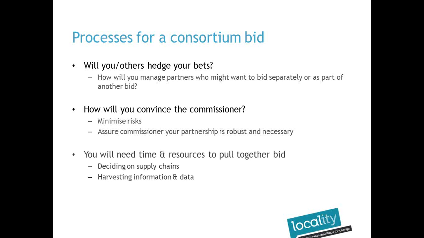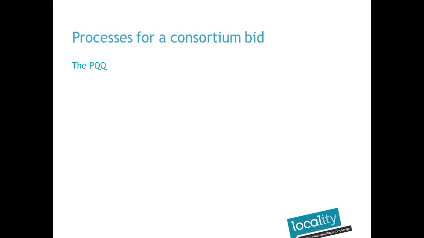Again, you'll need time and resources to put the consortium together, but you'll need it to pull the bid together as well. And you'll need to think how you decide on those supply chains and how you have that information in place. Tenders often come around where there's little response time to get in an invitation to tender or PQQ response. So you do need that information held centrally about who does what, and what people's capabilities and resources are. So you probably need to harvest a lot of that beforehand, but you'll still need to harvest that throughout the process.